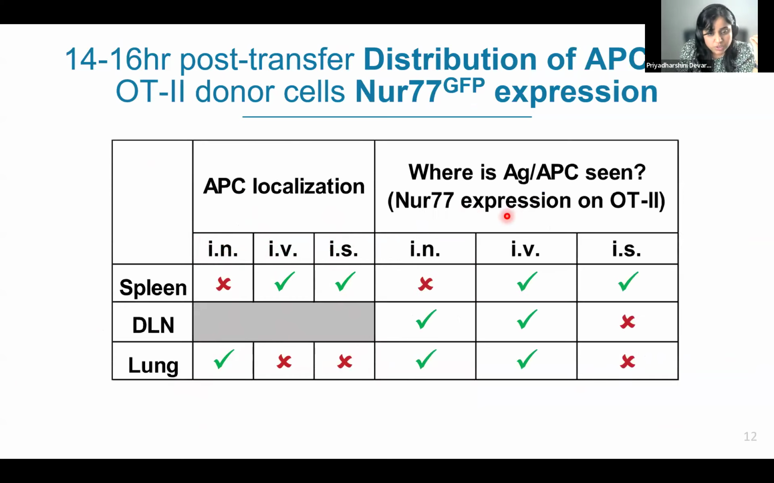Then if we look for NUR77 expression on these OT2s, which indicates where these OT2s are seeing antigen, we see that if we transfer APCs intranasally, the OT2s in the draining lymph node and the lung are seeing antigen. Whereas if we transfer them intravenously, the OT2s in the spleen, draining lymph node, and lung are seeing antigen. Whereas when you transfer them intrasplenically, it's only OT2s in the spleen that see the antigen.